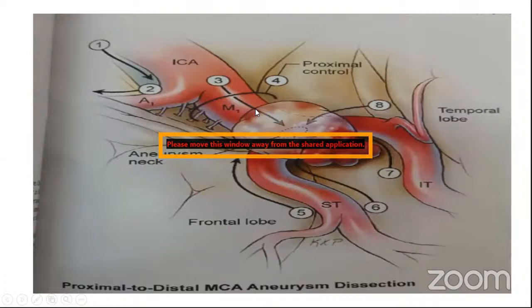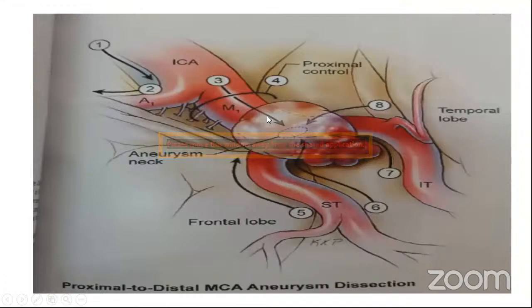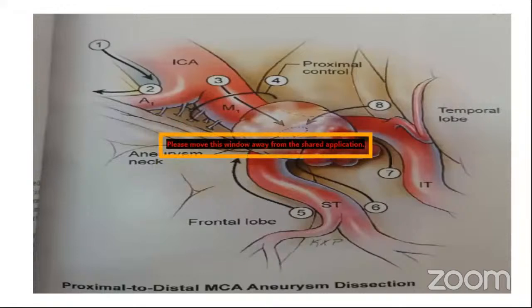Step three is identifying the ACH laterally and dissecting, following the dissection plane towards the aneurysm, and gaining more proximal control.